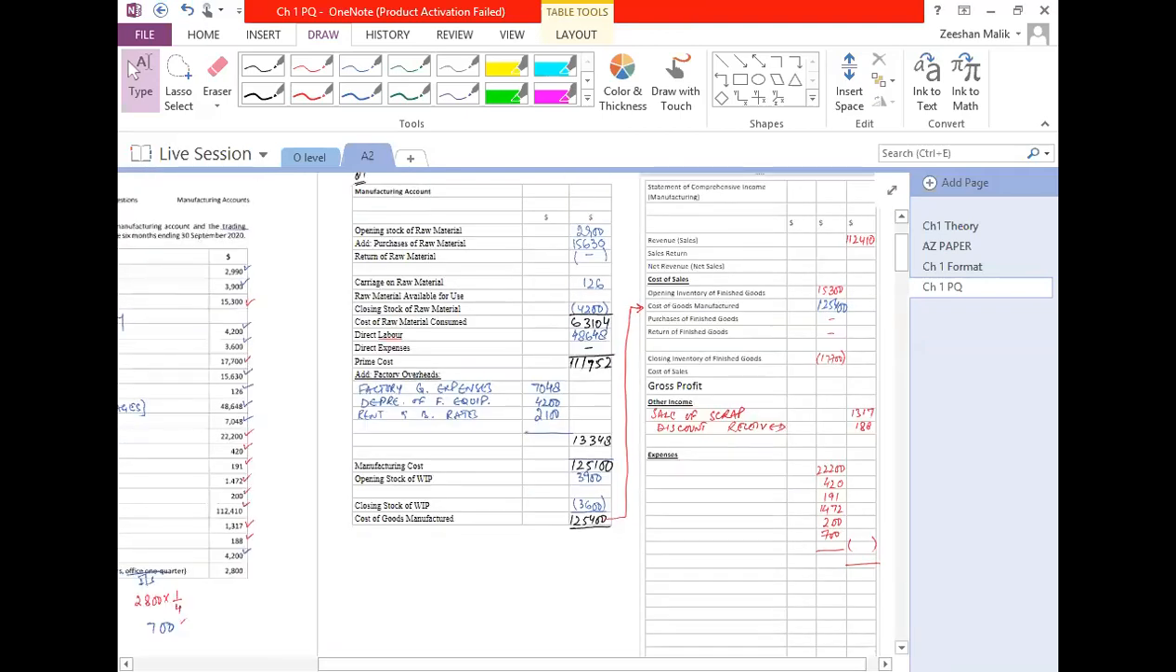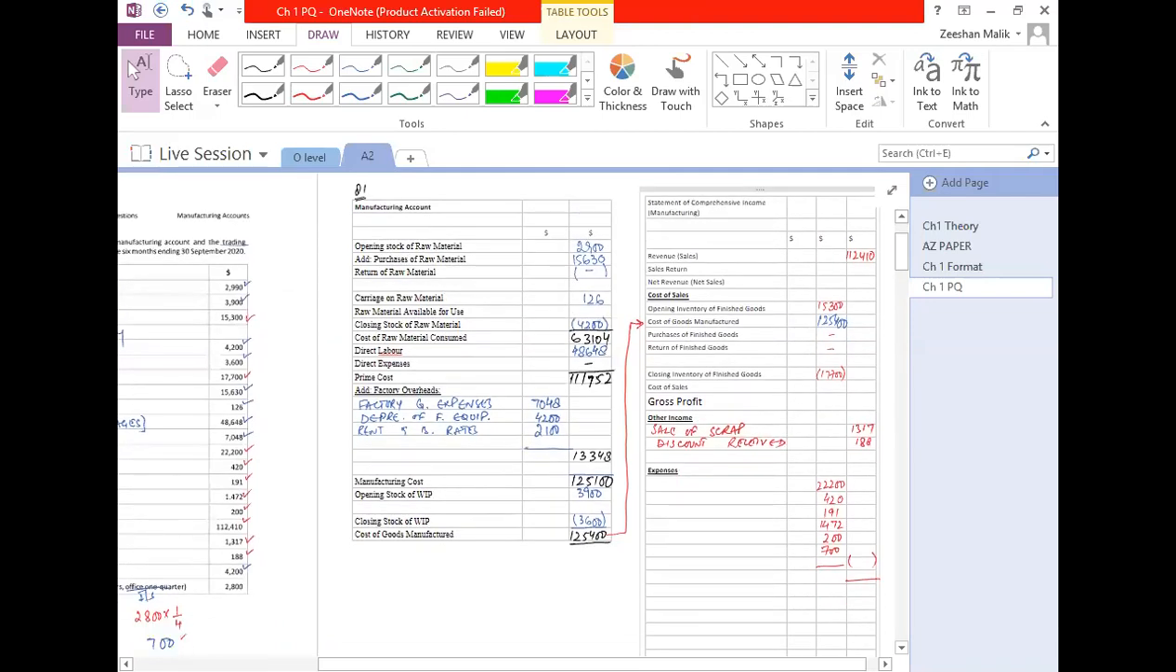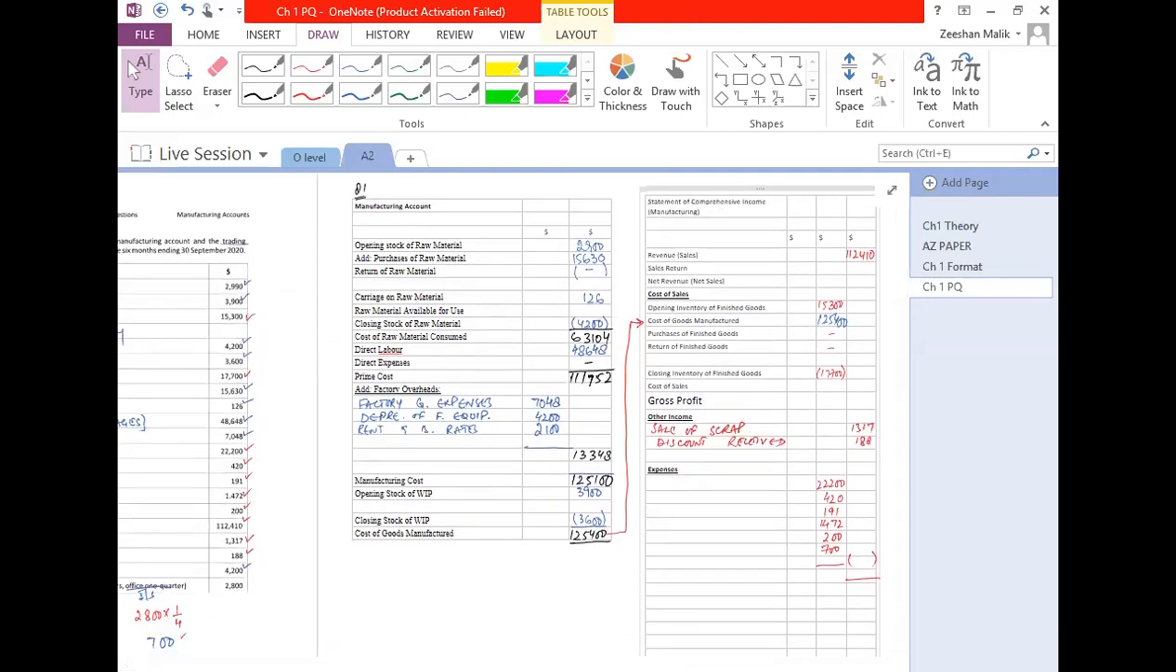So here is a summary. You may see them. I hope you can manage these. Manufacturing account and a statement of comprehensive income. The topic is also available in O levels, but not in AS, but here it is in A2 with a higher version.